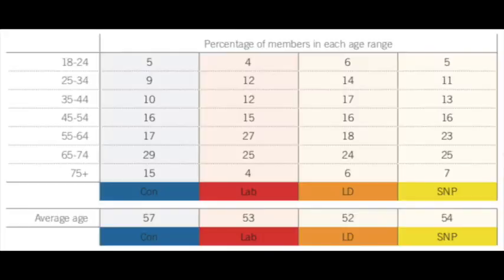They're also thoroughly middle-aged. It's only the Greens that have an average age below sort of the mid-40s. Other parties, including the Labour Party and the Conservative Party, we're talking about an average age in their mid-50s. If you look at the Conservative Party individually, you find that some 40% of their members are aged over 65.